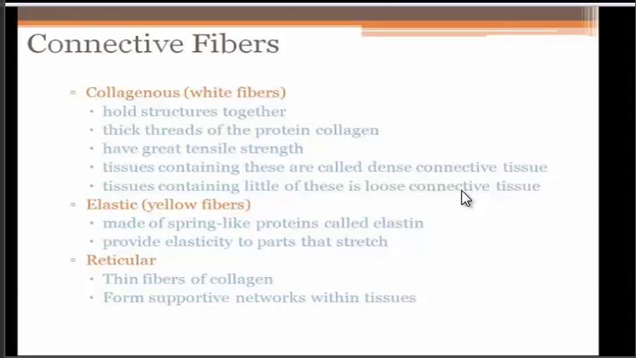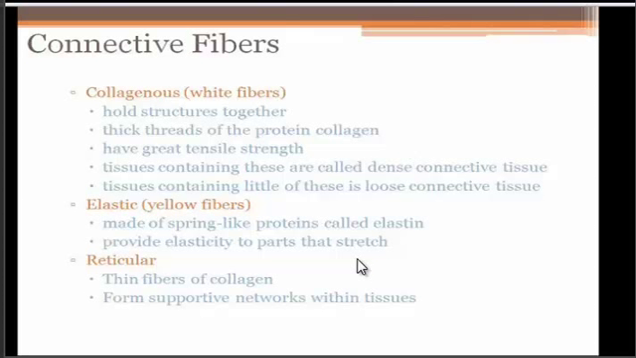Connective tissue is also going to have within its matrix 3 types of fibers. The collagenous white fibers are going to hold the structural area together. That's the most abundant protein in the body, made up of collagen for tensile strength, and it's found in loose and dense connective tissue proper, as is the elastin or yellow fibers that are made with a spring-like ability for stretch and recoil.